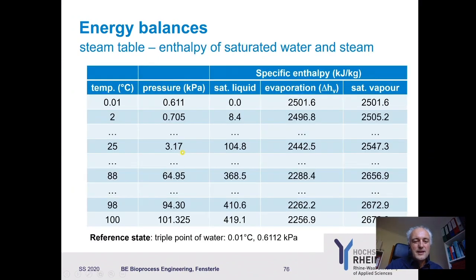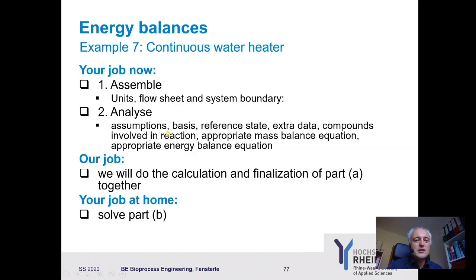Okay. So here the reference state is the triple point of water, 0.01 degrees, 0.611 kilopascal. So we would use that reference state because we have no reason to use another one. So what to do now? What you do now is assemble the system.